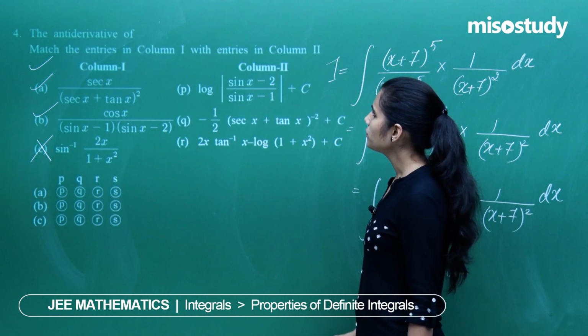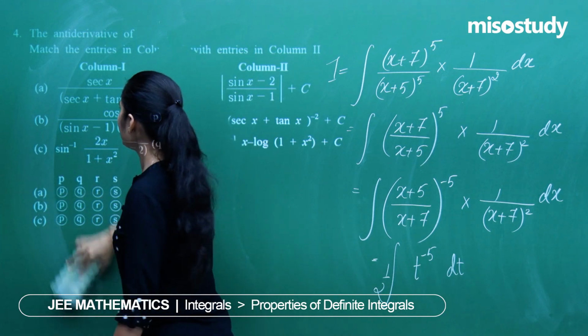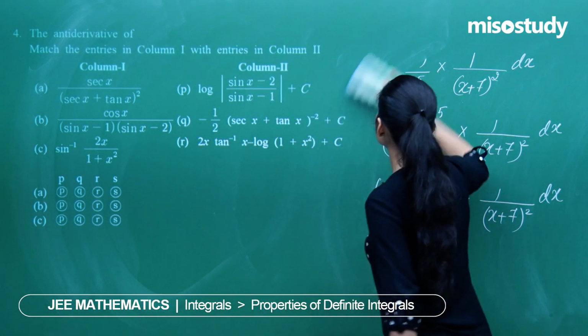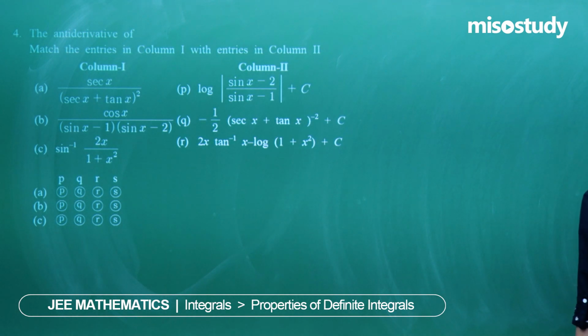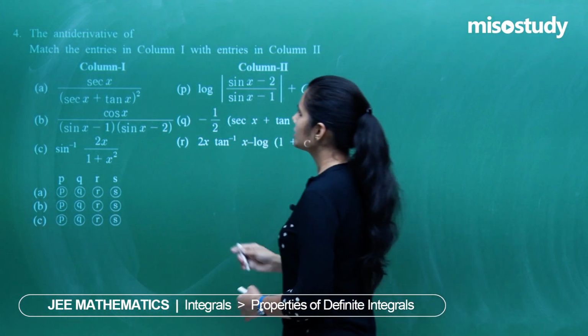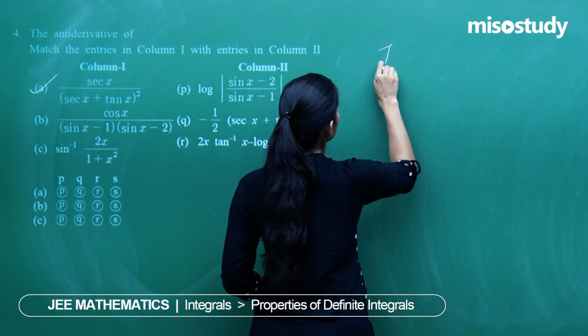Moving to the next question we have. The question is basically talking about matching the entries in the first column to the entries in the second column. Let's see what they're trying to say and ask. It is just talking about simply antiderivatives. What is it saying? Let's look at the first one: sec x upon (sec x plus tan x) whole square.